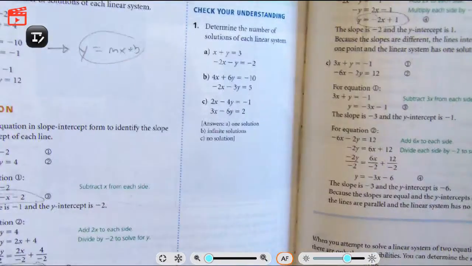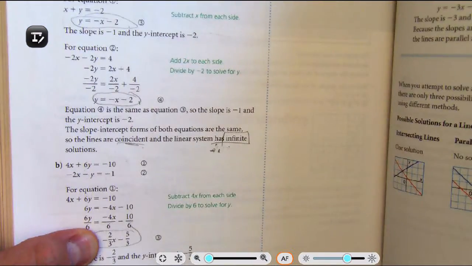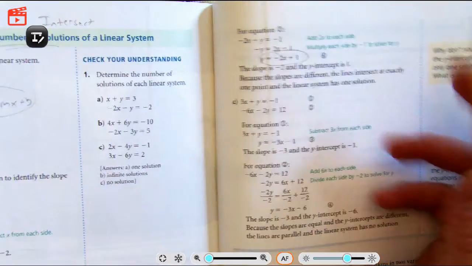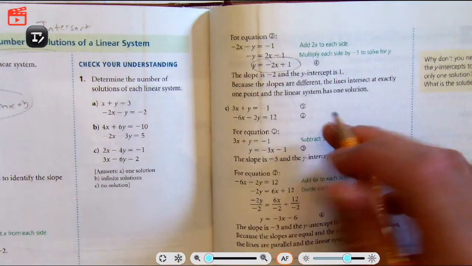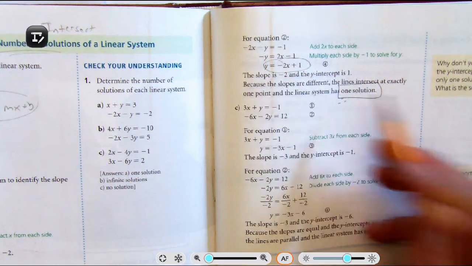Here, you can see all you have to look at is the slope. One of them is -2 over 3. The other one is -2. So different slopes, automatically you know there's going to be one solution. So therefore, you have one solution.